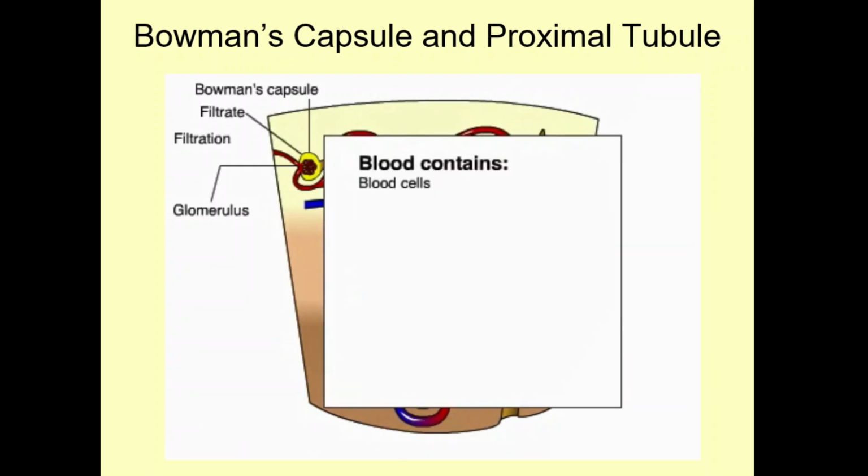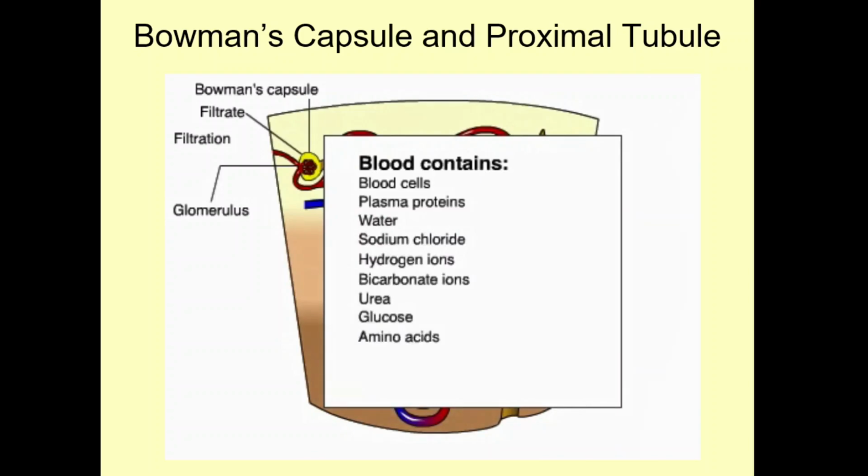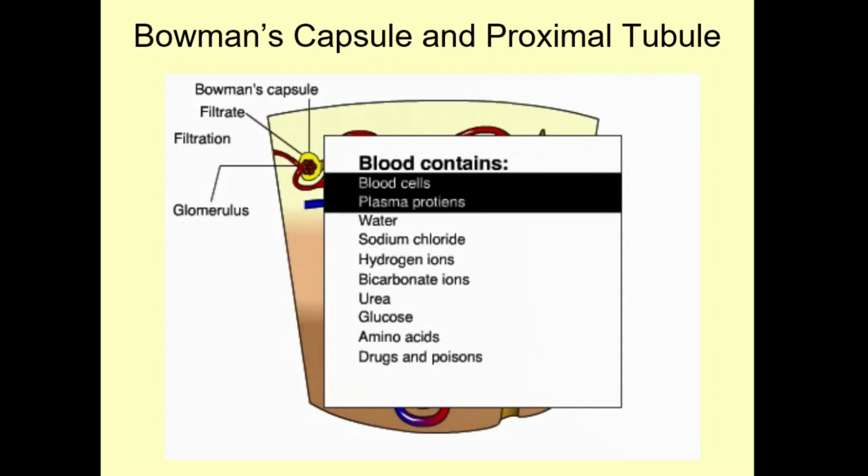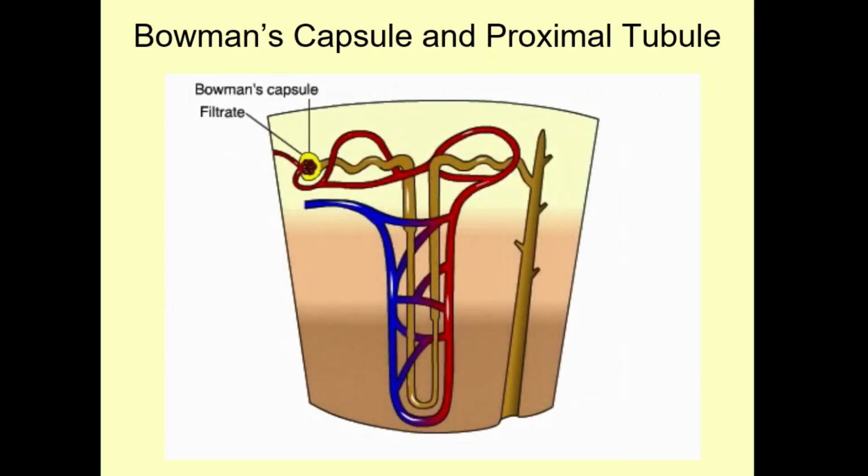Blood contains blood cells, plasma proteins, water, sodium chloride, hydrogen ions, bicarbonate ions, urea, glucose, amino acids, and possibly some drugs and poisons. Blood cells and plasma proteins stay in the blood. They are just too big, but all the other substances are filtered from the blood and form the filtrate that accumulates in the nephron tubule.